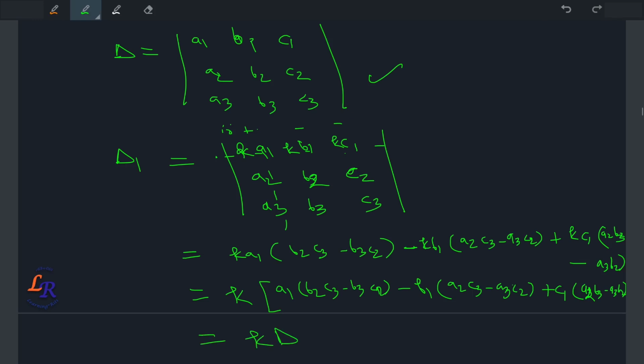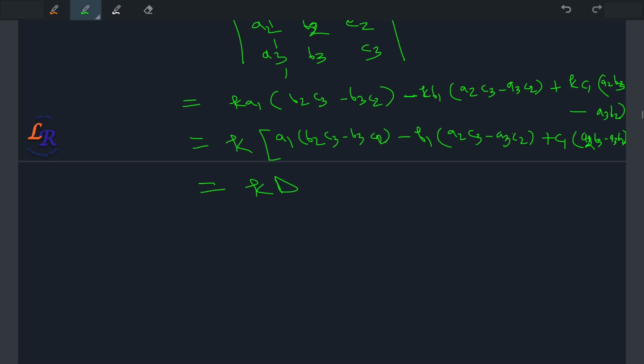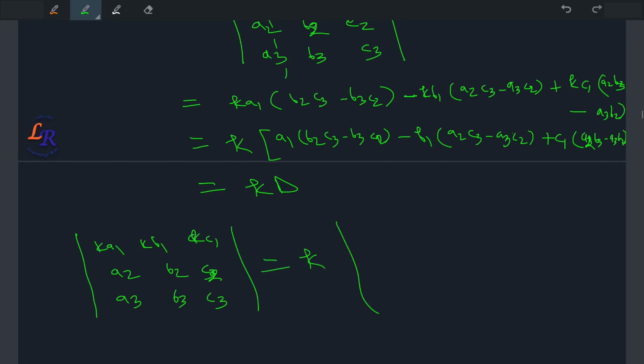Now you see that you can write that this matrix, meaning if you have a matrix KA1 KB1 KC1, A2 B2 C2, A3 B3 C3, right? Then it would be equal to K times the determinant A1 B1 C1, A2 B2 C2, A3 B3 C3, right?